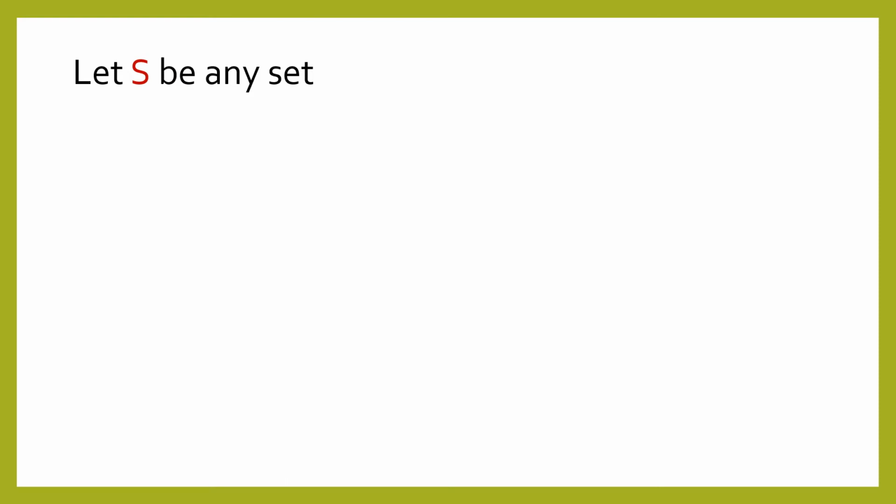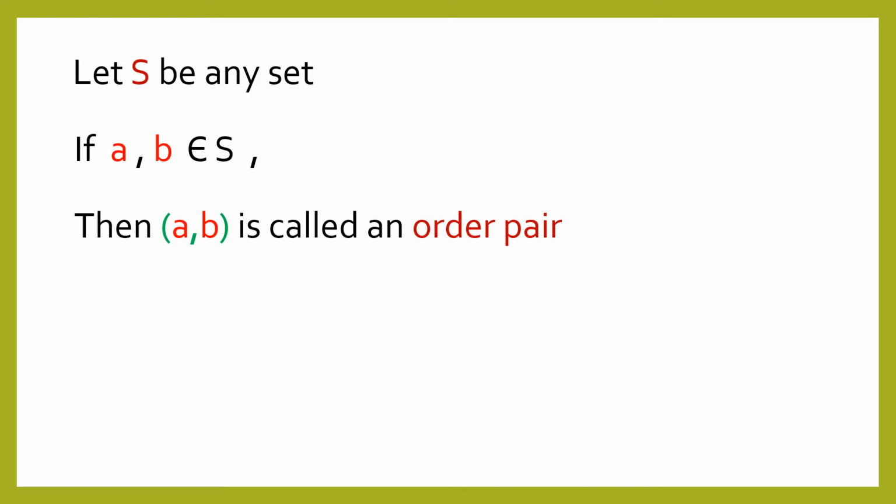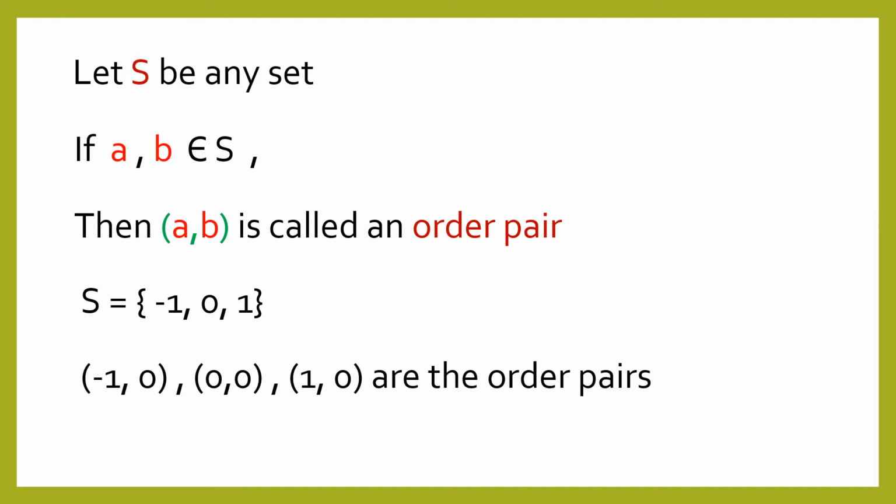Let S be any set, let A and B be any two elements of set S, then the presentation of A and B in the bracket is called an ordered pair. Let S have elements minus 1, 0 and 1. Then minus 1 comma 0, 0 comma 0, 1 comma 0 are the ordered pairs.